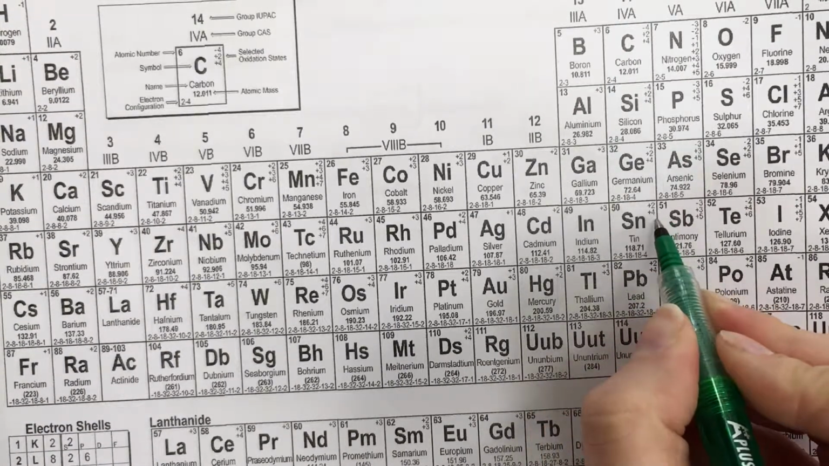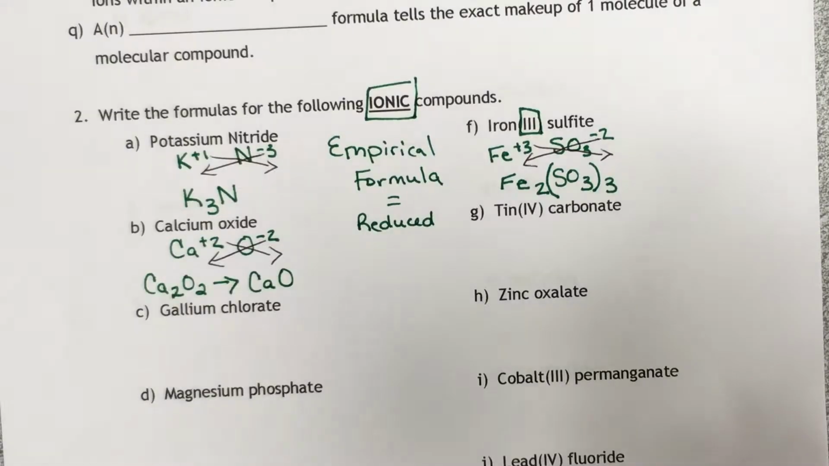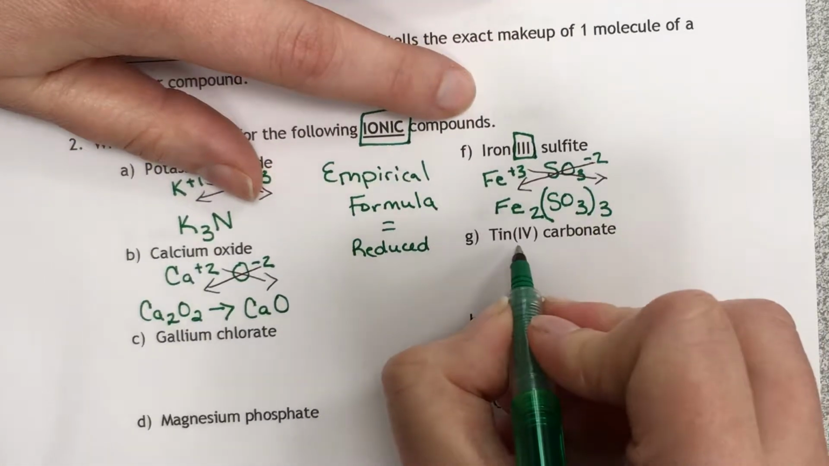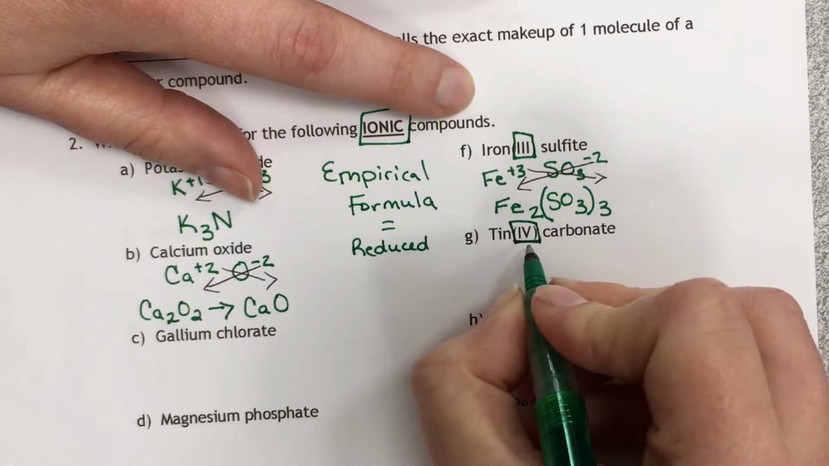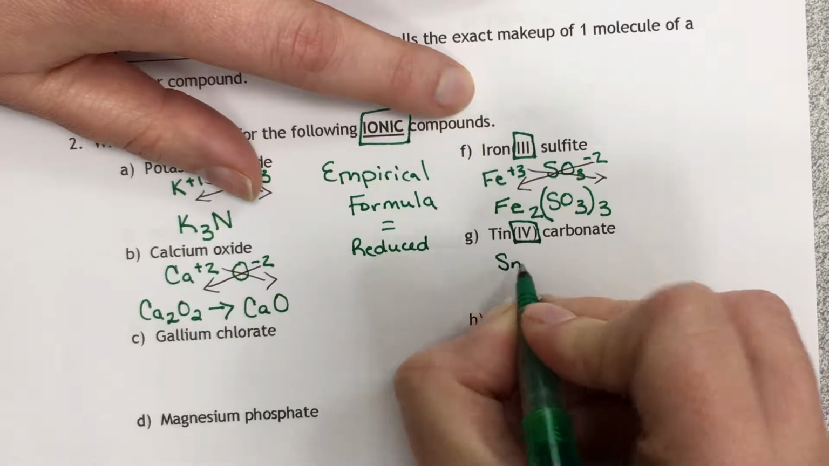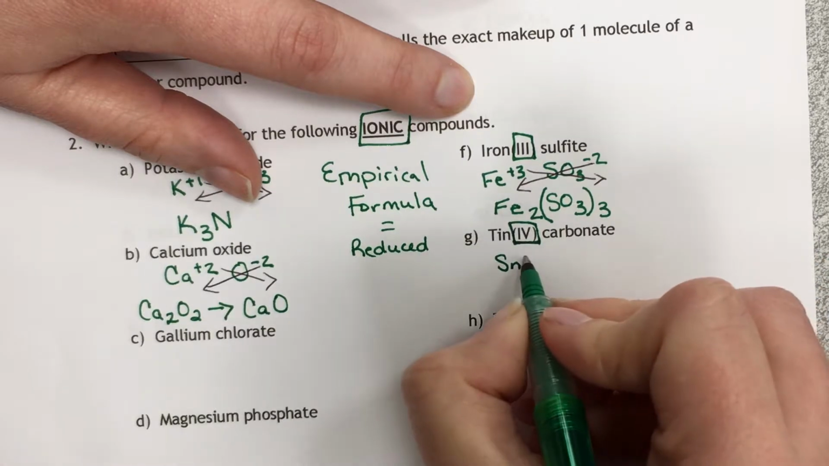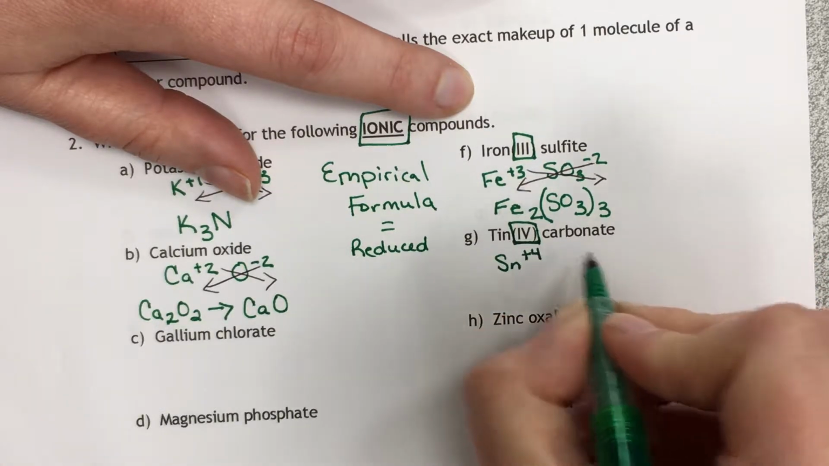It could be a +2 charge or a +4 charge. So I don't know which one to use, but there's a way to find out. The Roman numeral, okay? This is telling me that my 10, which is Sn on the periodic table, we are going to use a +4 charge.